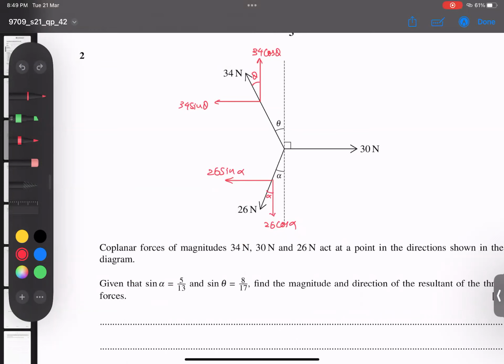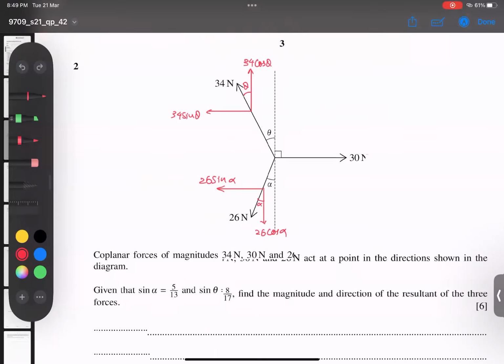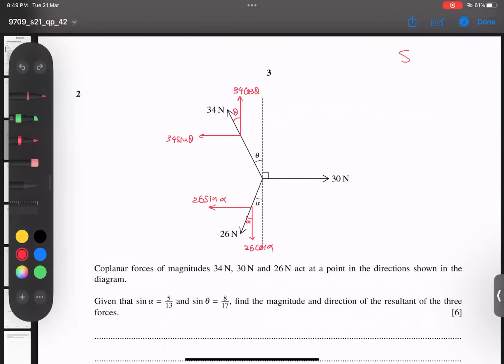I will teach you three techniques. Check all three techniques, and which one to use depends on the question. So I will show you three techniques. I have picked this from here, and have a look now.